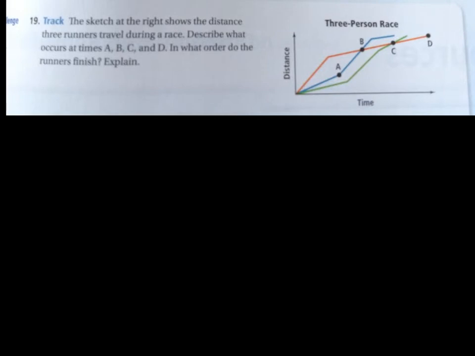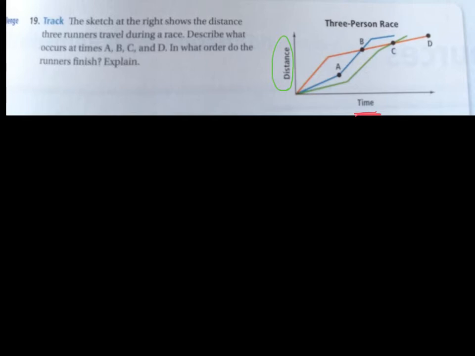And here we're going to look at just one more example. The sketch at the right shows the distance 3 runners traveled during a race. Each line graph, each color, represents a person, right? Describe what occurs at times A, B, C, and D. In what order do the runners finish? Explain. Well, first, let's look at our axes. We have time along the x-axis, and we have distance along the y-axis.